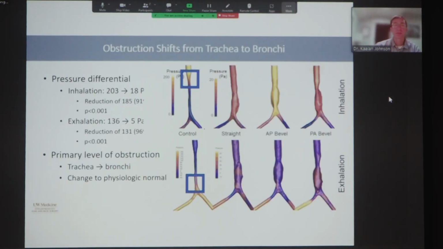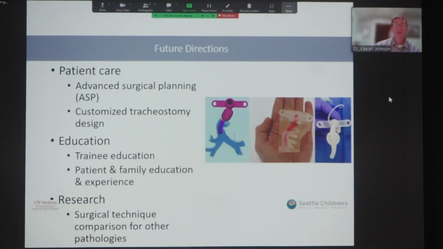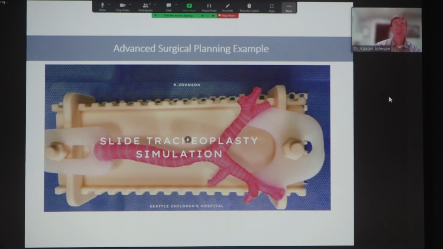And I was really looking forward to showing you guys all that stuff, even the stuff we're doing with tracheostomies to print 3D printed personalized tracheostomies for patients with our simulators, but that'll have to wait for next time.